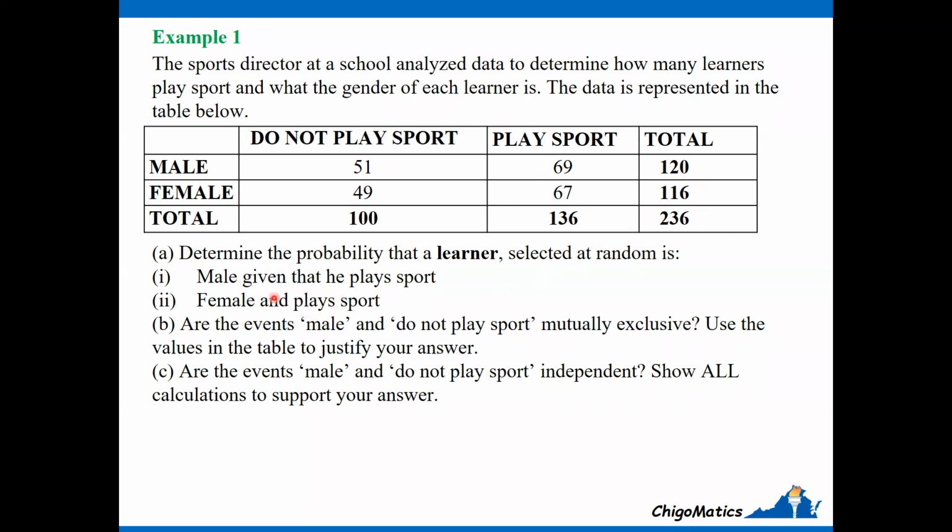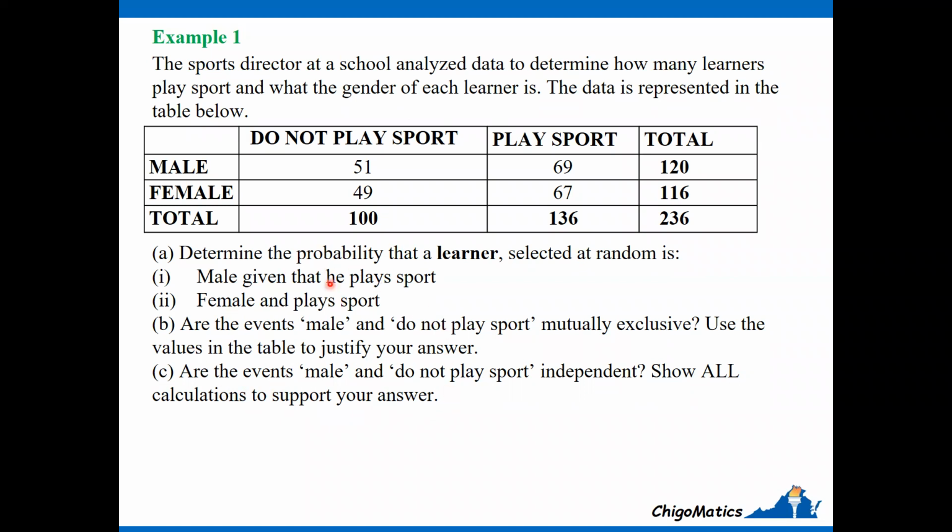Now, what we need to do is to determine the probability that a learner selected at random is male, given that he plays sport, female, and plays sport. Then we go on to B: are the events male and do not play sport mutually exclusive? Use the values in the table to justify your answer. Then C: are the events male and do not play sport independent? Show all calculations to support your answer.